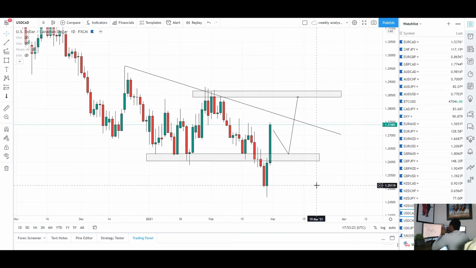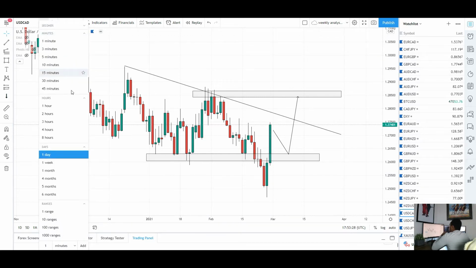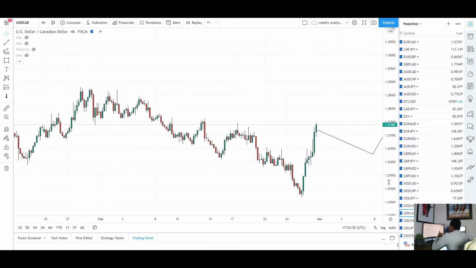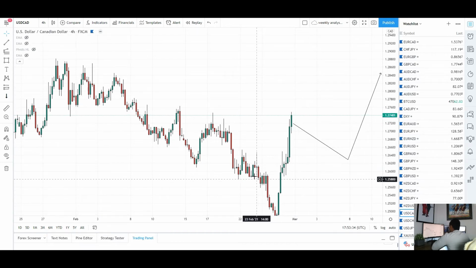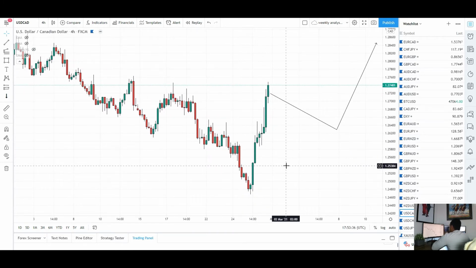So biases to the upside now for USD CAD. Again, it would be nice to see some retracement, but again, we might not. Very strong bullish candle there in the daily. Could just see Monday give us another bullish candle to the upside. 4H, you can see we're very overextended here to the upside. Haven't had a bearish candle since our last move to the downside, so we are due some retracement.